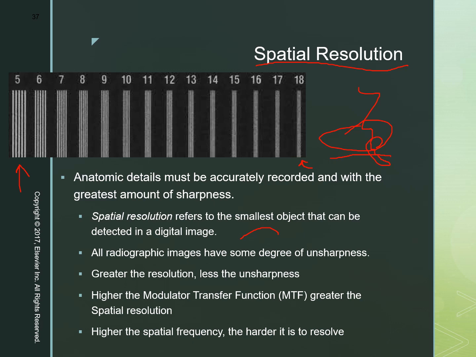But the degree of that unsharpness is going to be detected in our spatial resolution. The better the resolution, the higher what we call the modulation transfer function. So anytime you see MTF or modulation transfer function, remember that that is better spatial resolution. Now this will always be under 1. 1 would mean that it has perfect spatial resolution, which we know is impossible. So our MTF will never be 1, but the closer it is to 1 means the better our spatial resolution is going to be.